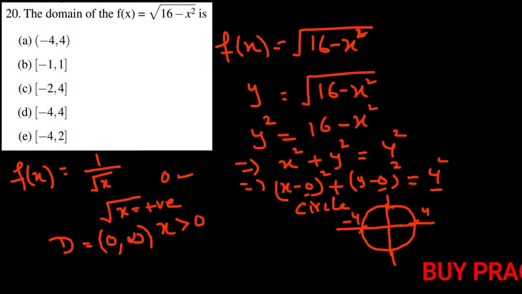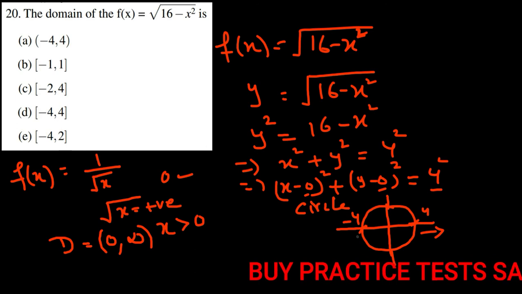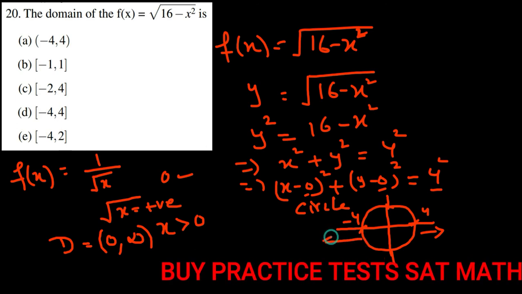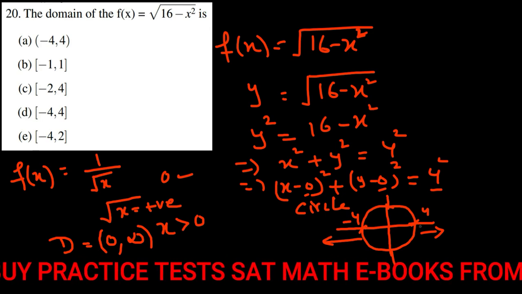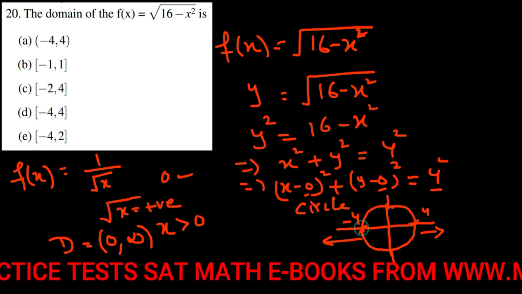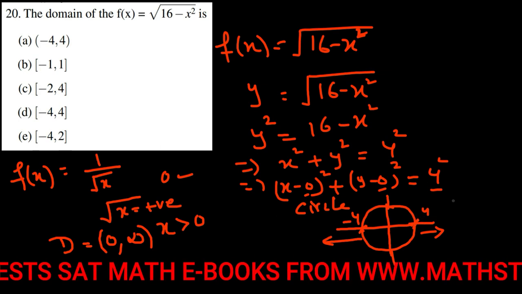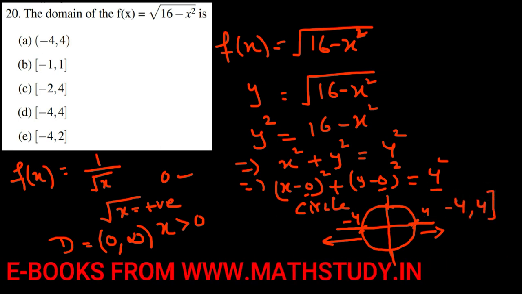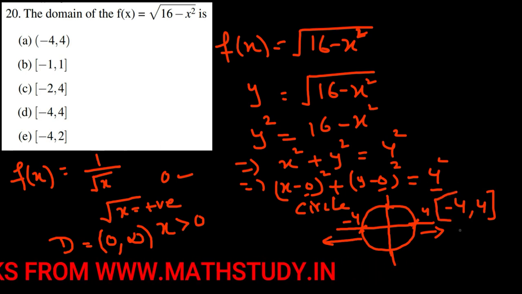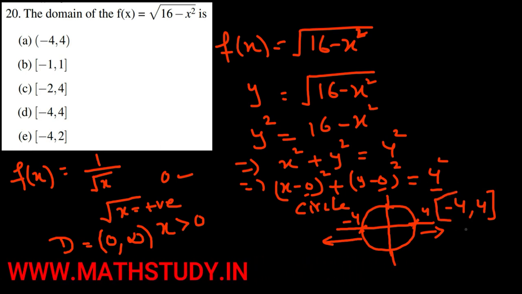So this circle can't be extended towards this way, that means after 4 units, and this circle can't be extended before this unit, right? So what is the maximum and the minimum value of x here? Minimum value is minus 4 and maximum value is 4. So that means minus 4 comma 4 is the required domain of this circle, right?